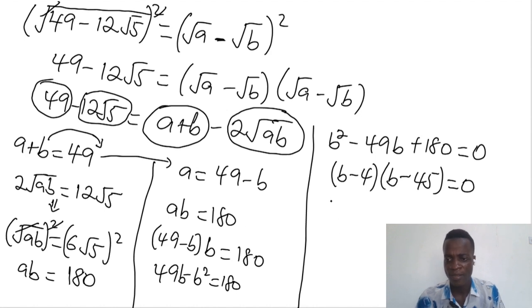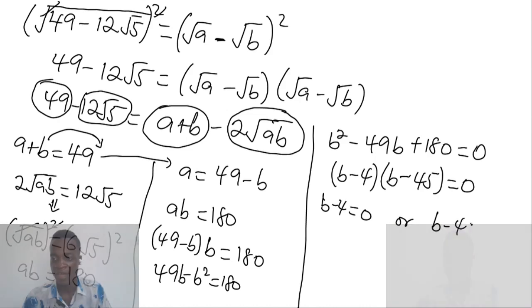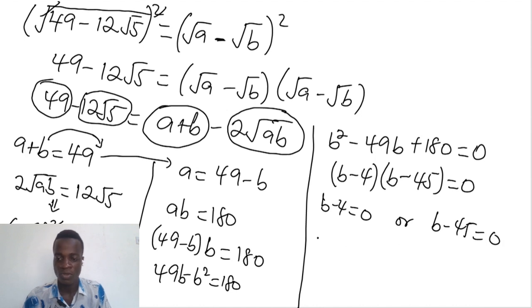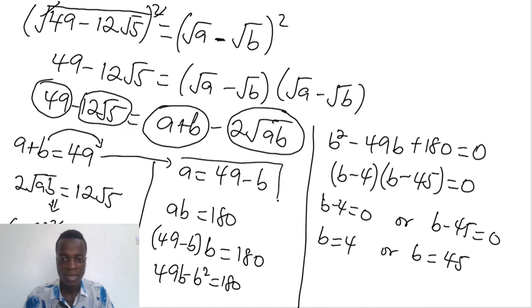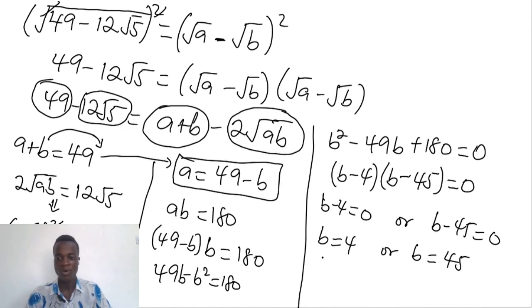So at the end of the day, we know that b minus 4 equals 0, or b minus 45 is equal to 0. So b is equal to 4, or b is equal to 45. So this is what we have for b. We know the value of b, right? We know that a is equal to 49 minus b. Then we got the b value.